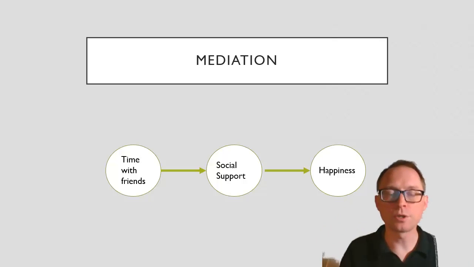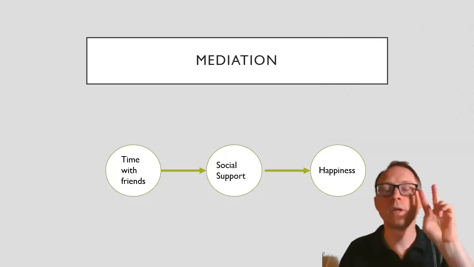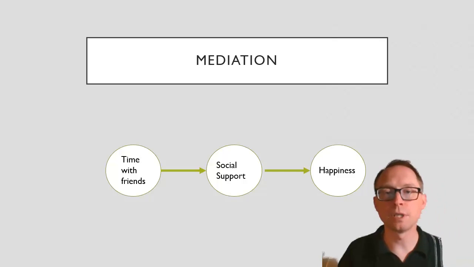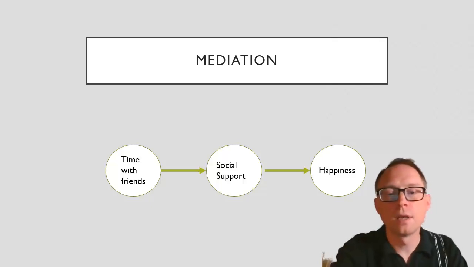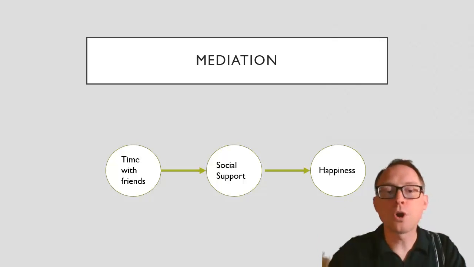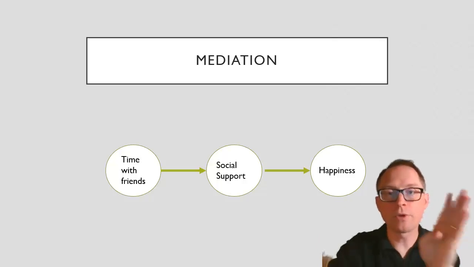Remember what we need to do for causality? We have to have covariance, temporal precedence, and have internal validity, right? We can get closer on those things using a mediation analysis, which is a combination of correlations and multiple regressions. So what this is saying is, I think that time spent with friends and social support are correlated.